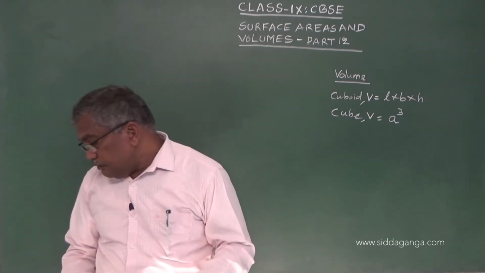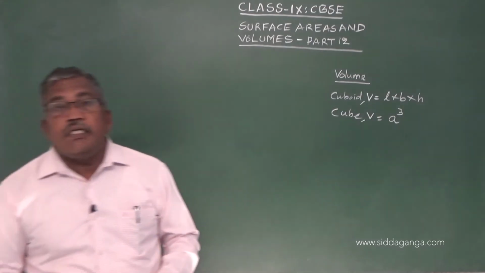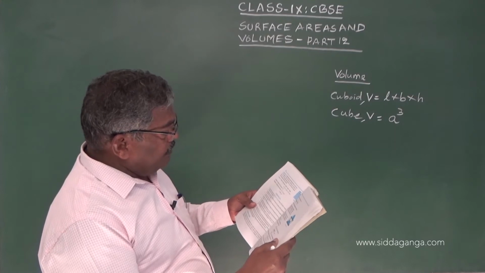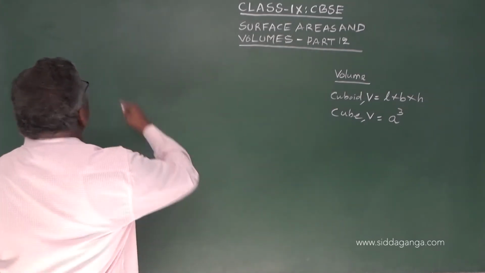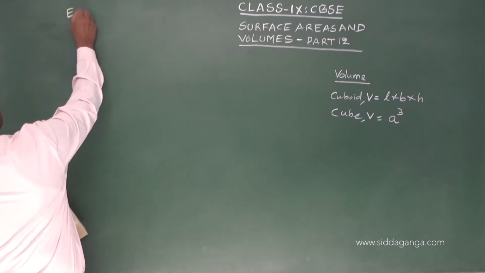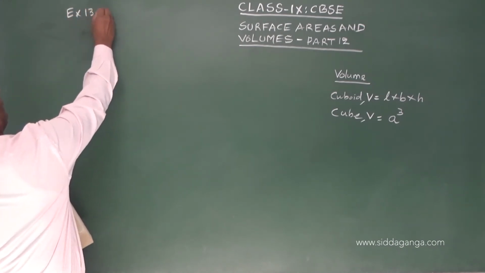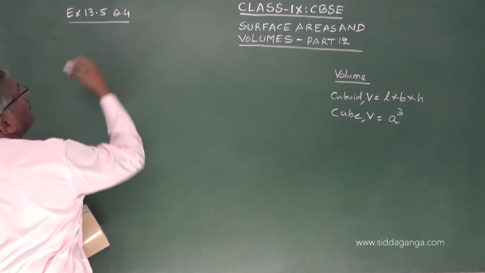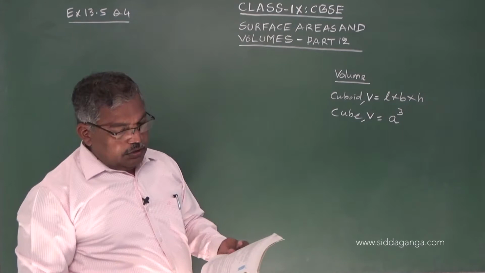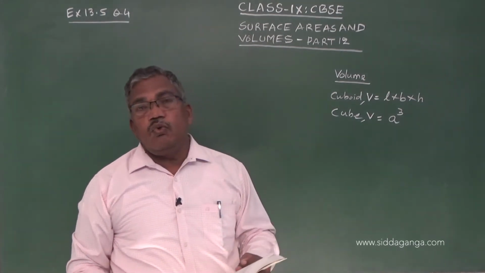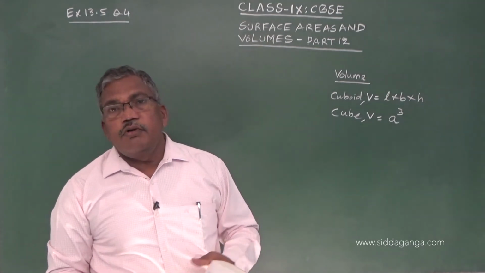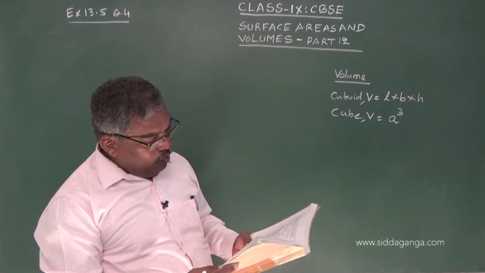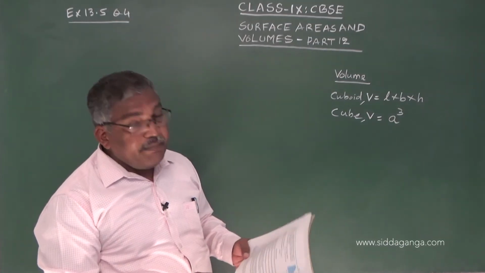Under this we have completed 3 problems. So now we will take up the 4th one. Find the cost of digging, exercise 13.5, question number 4. Please refer to your textbook, page 228. Now find the cost of digging a cuboidal pit 8 meter long.